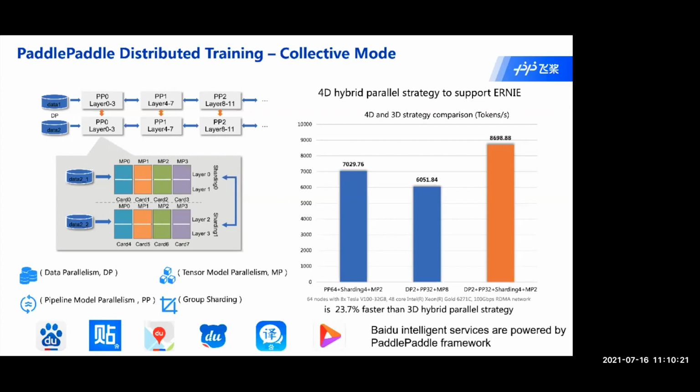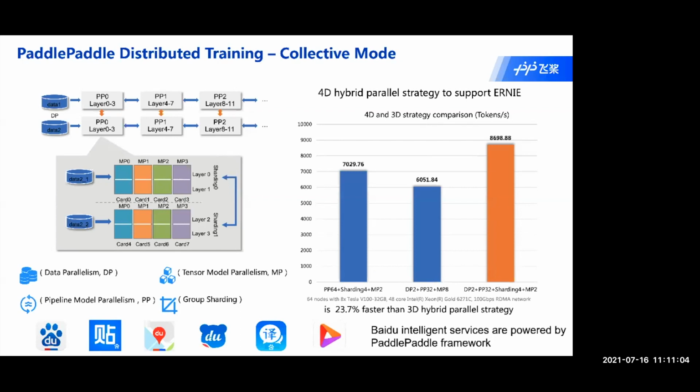Through the 4D, which we call the 4D hybrid parallel strategy, users can completely train the task for dense parameter models with a scale of hundreds of billions parameters. After testing using the 4D hybrid parallel strategy to train 230 billion parameter ERNIE model, this ERNIE model is Baidu's largest NLP model, and the training speed reaches around 8,700 tokens per second, which is like 24% faster than the original 3D hybrid parameter strategy.